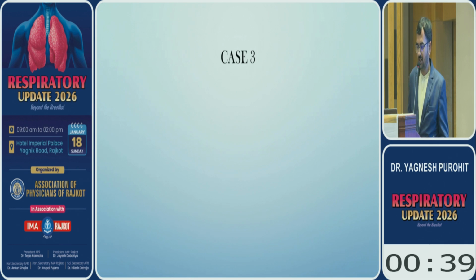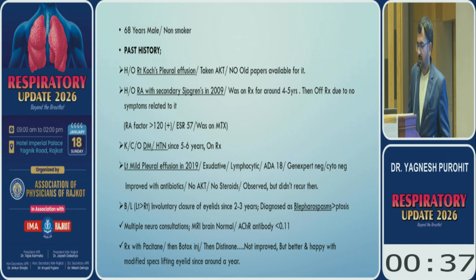So we'll quickly take the third case also. There was a 68-year-old male non-smoker having multiple past histories. History of right-sided pleural effusion, taken AKT, no papers available. History of RA with secondary Sjogren's in 2009.